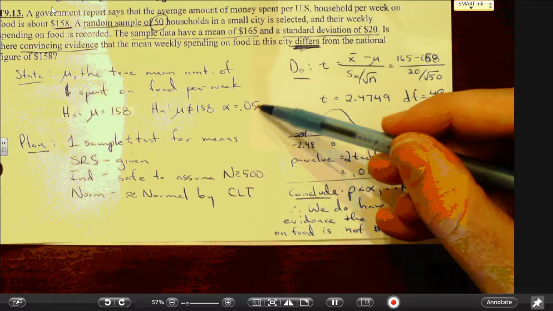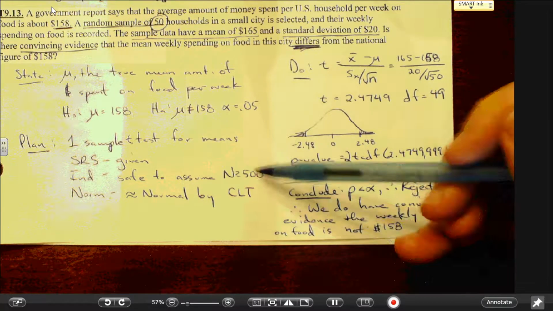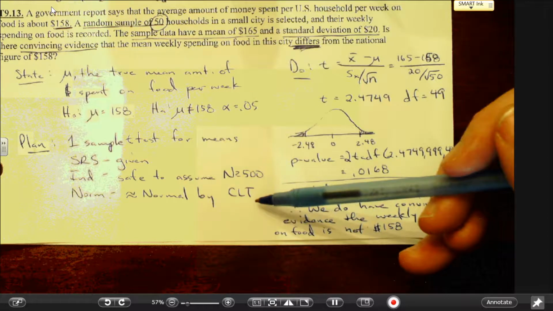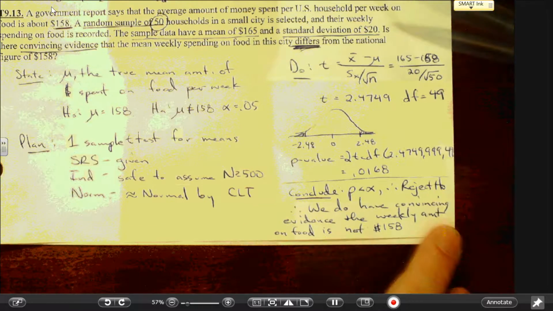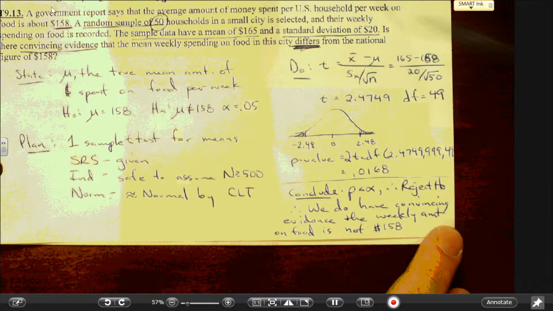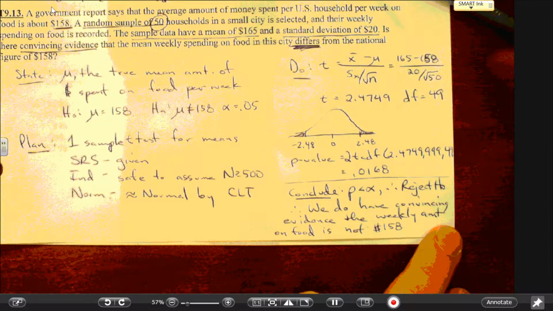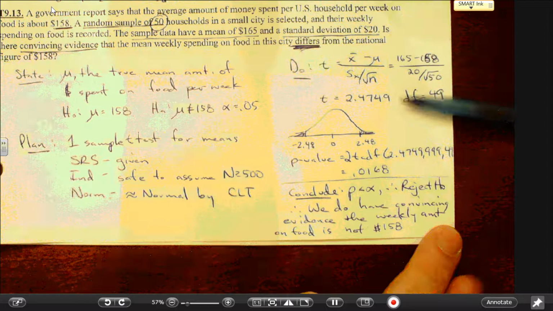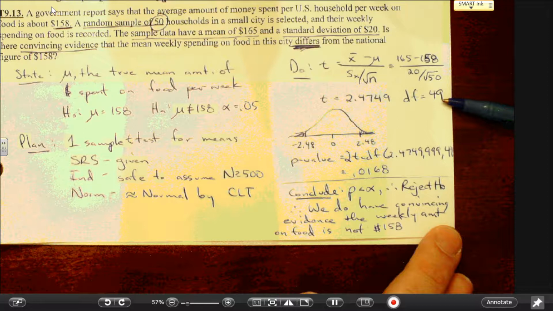As far as the conditions, we're told it's an SRS. It's safe to assume that the population is at least 500, and because the sample size is 50, our distribution is approximately normal by the central limit theorem. Then we can go ahead and get our test statistic by plugging in x bar minus mu divided by the standard deviation of x over the square root of n. Plugging in our values, you get a test statistic of about 2.48, with 49 degrees of freedom, again n minus 1.